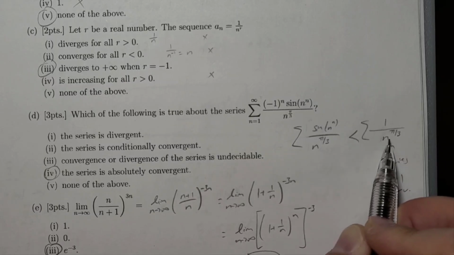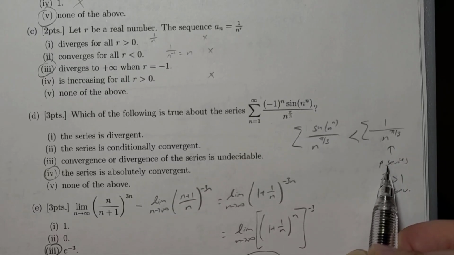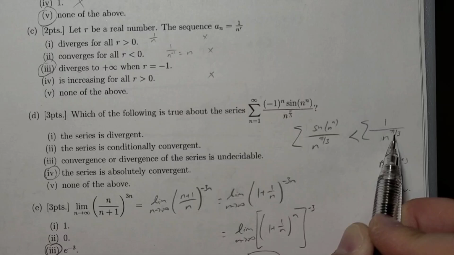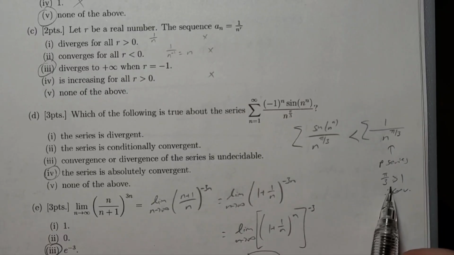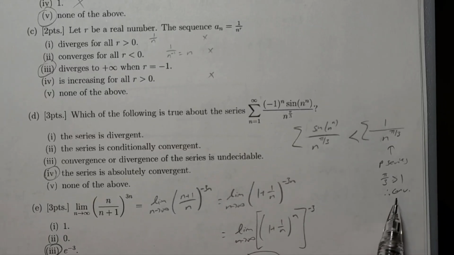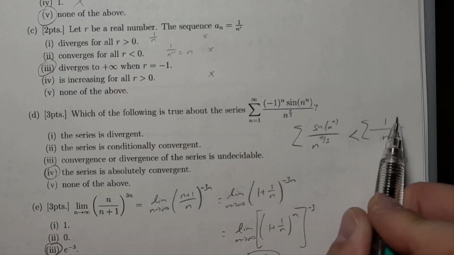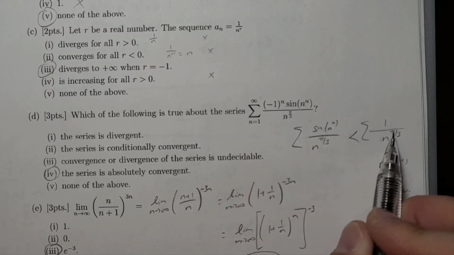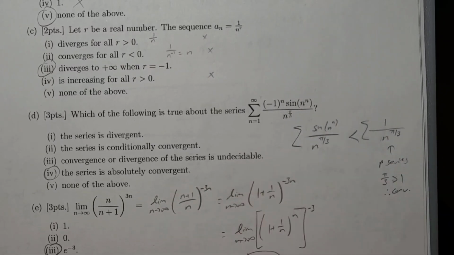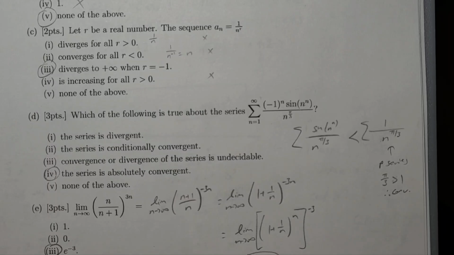Okay? This guy is a p series where p is greater than 1. Pi is 3.14 or something, right? Divided by 3, that's clearly greater than 1. Okay, so it's convergent because p series converge when p is greater than 1. Since this is convergent, and this is even smaller than this, then this guy has to converge as well by the comparison test.